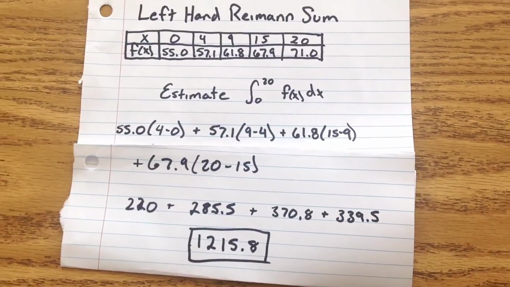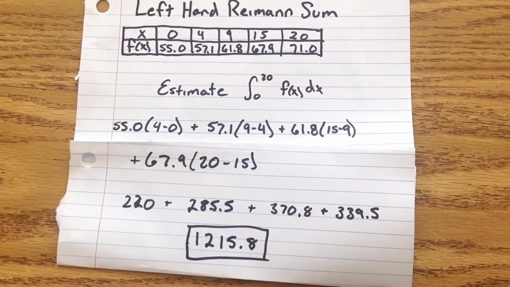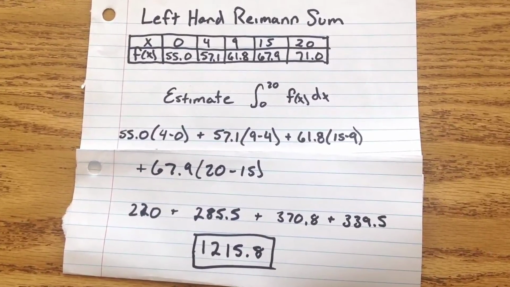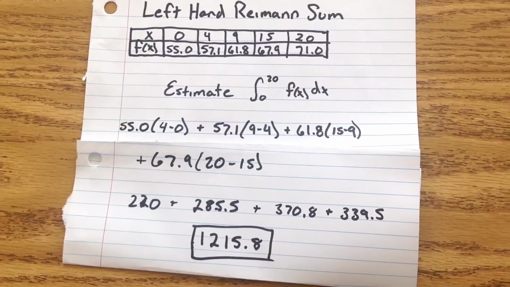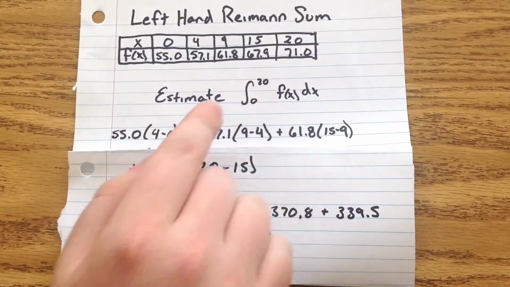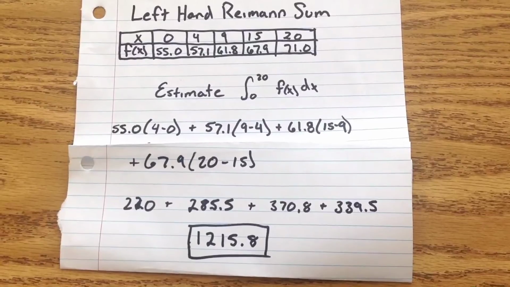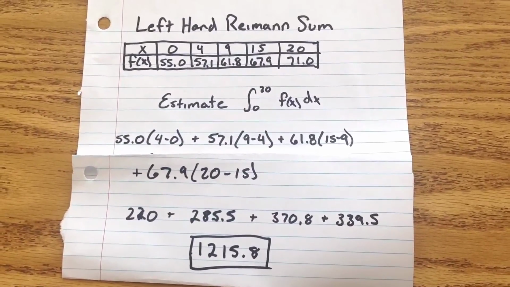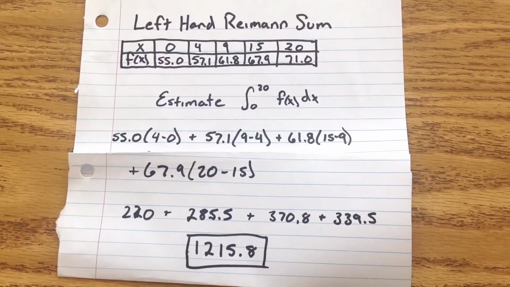Alright, so today we'll be doing Riemann sums. Riemann sums are just an estimate to find the area between two certain points, such as an estimate between 0 and 20. How you would do this is either by left hand, right hand, middle, or trapezoidal. And we will start with left-hand Riemann sums.